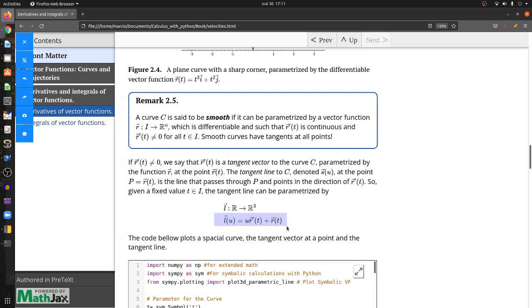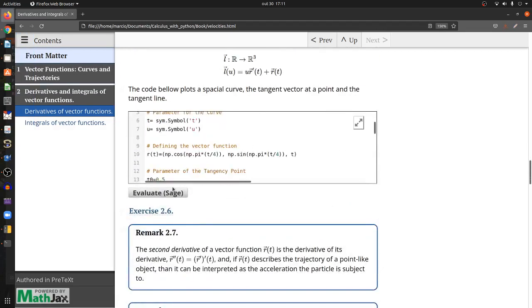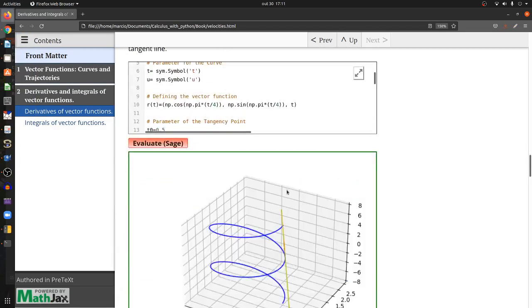For a smooth curve, we can define the tangent line at r of t as the line through r of t in the direction of r prime of t. This equation parametrizes the tangent line at r of t with the parameter u. Check out the codes in the description links and plot some tangent lines for curves of your choosing.